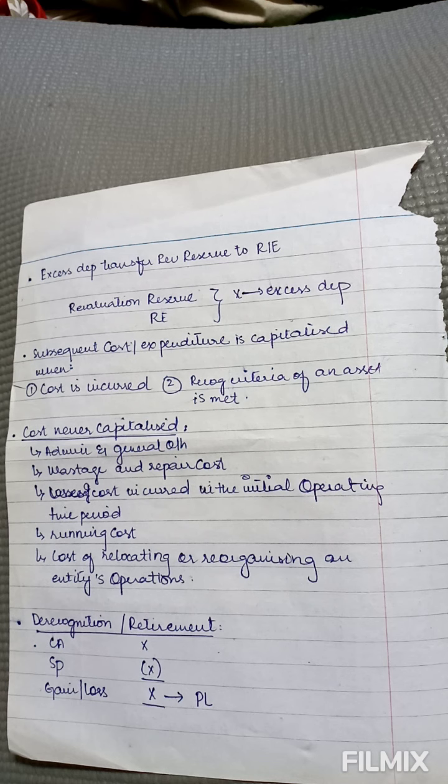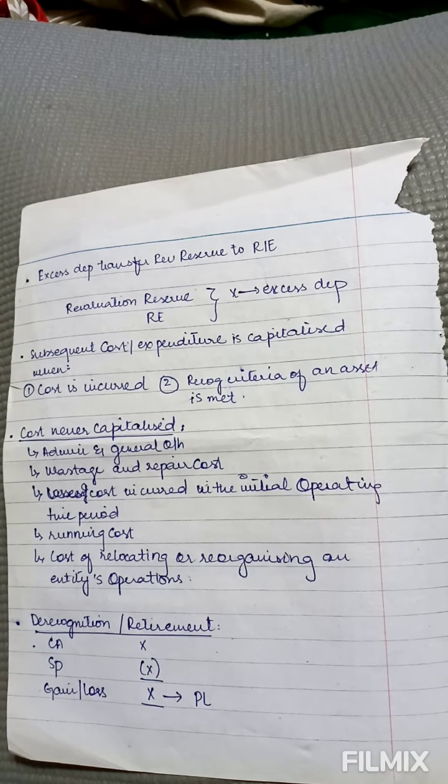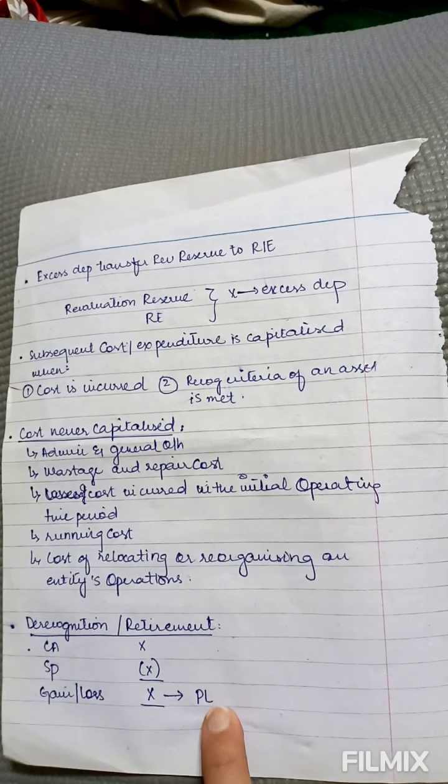Now, other aspects of IAS 16 that are more tricky and that we are going to discuss in this video are when an asset is retiring or being derecognized. First we have to calculate the gain or loss made on the asset. That is, carrying amount minus SP, the sales proceeds, and the amount we are left with will be either the gain or loss that will be recognized in P&L.